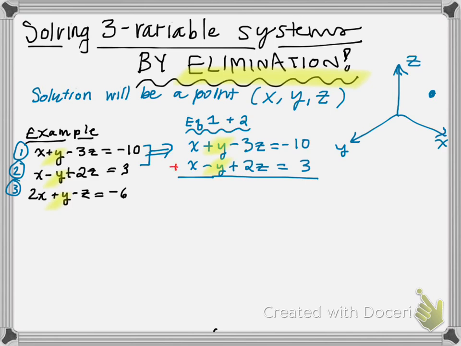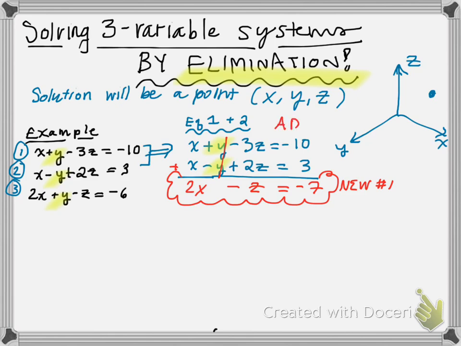When I add, I get x plus x is 2x, the y's cancel, negative 3z plus 2z is negative z, equal to negative 7. This gives me a new equation, and now notice I only have two variables, x and z. I'm going to call this one new number 1. We're going to come back to this. We've taken equations 1 and 2 and added them together, but really you can think of this as a new system of equations. My goal is to eliminate a variable and get a new equation.